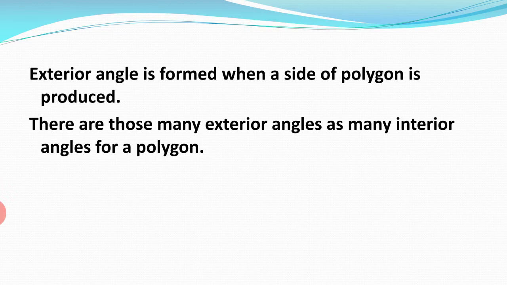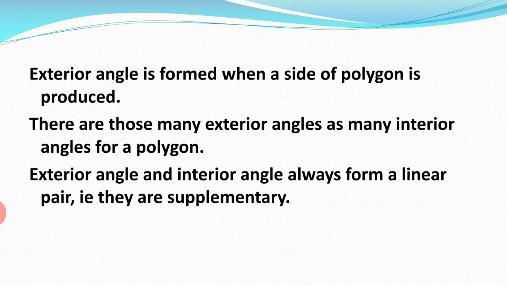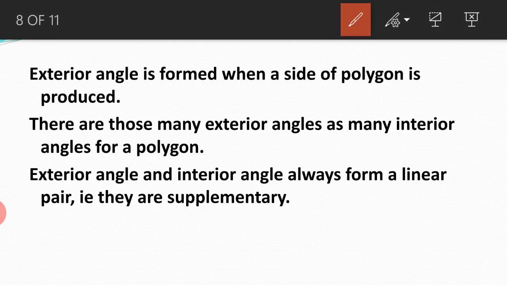N exterior angles. Now exterior angle and interior angle always form a linear pair. This is a very important property, that is the identification. It forms a linear pair, that is they are supplementary. If you add the exterior angle and interior angle in a pair, then what will you get? You will get the sum to be 180 degrees, that is they are supplementary.